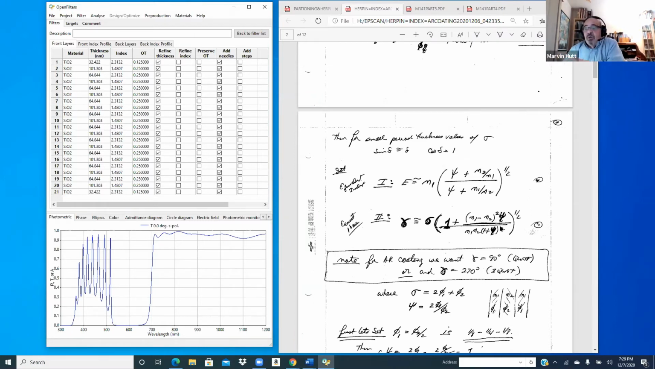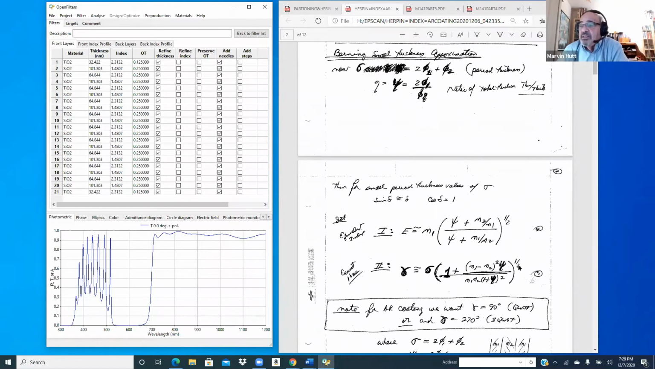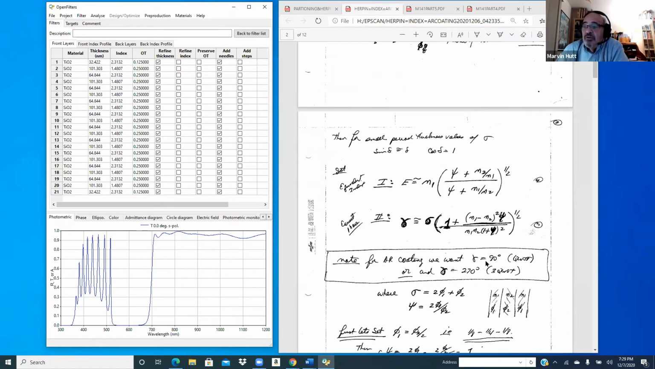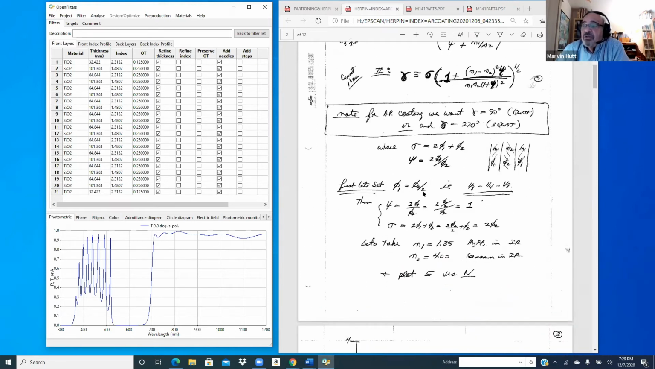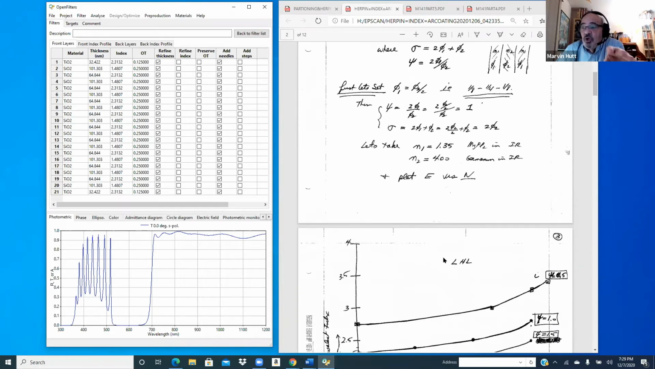So what he did was he wants a quarter wave thickness. So he's selected phi1 equal to phi2 at quarter wave. All right. Looking at the phi and the psi, we get 1 and 2 phi, and take N1 as 1.35 and N2 as 4. So he wants the AR coat on germanium. All right. And he doesn't have index 2.